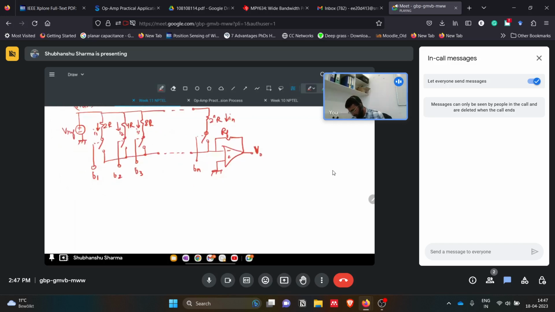So here we have n switches. So the output voltage is given by minus RF by R times Vref.